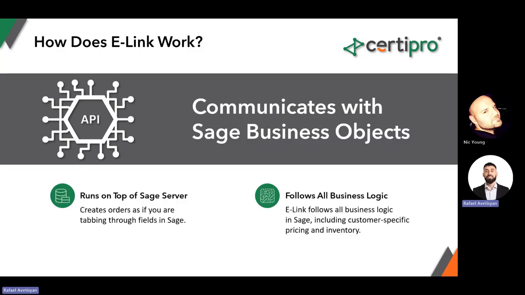So how does eLink work? eLink is an API that just runs on top of the Sage server that allows us to talk to Sage using Sage business objects. So with our eLink API, if you tell it to create an order, it will actually create the order as if you're tabbing through all the fields in Sage. It's not just putting data into the database. So again, what it means to you, if you have any business logic built into Sage, we'll be following all of the same business logic with our eLink API.